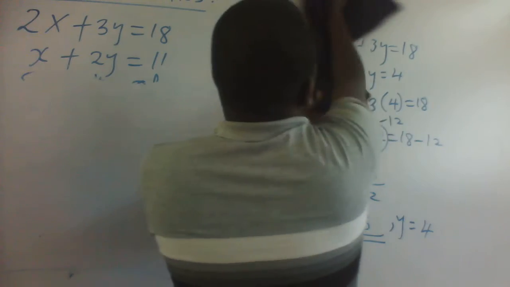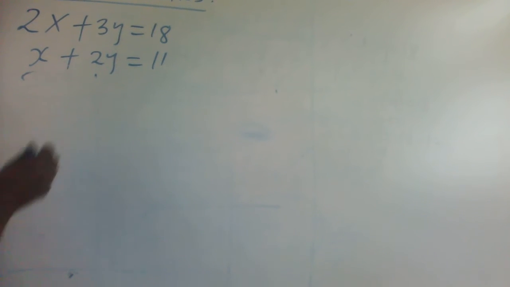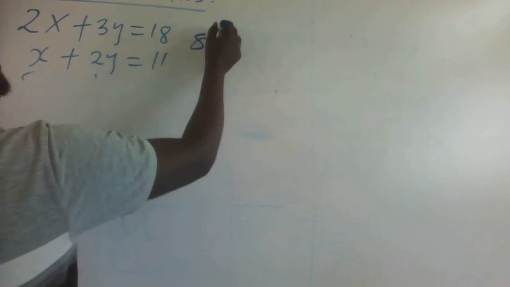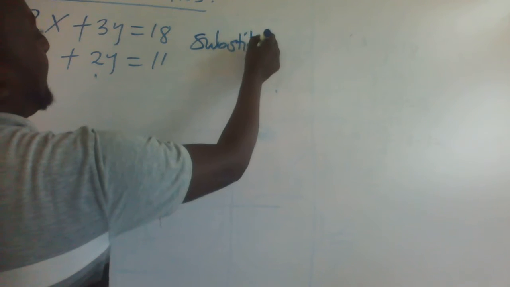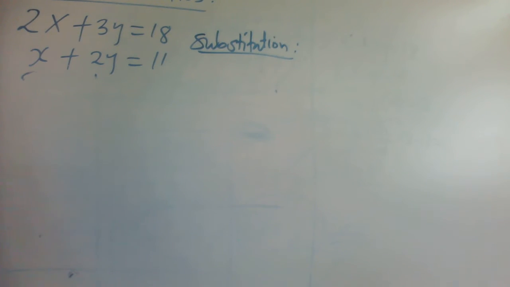Then there is another method we call the substitution method, still taught in Form 1. This is whereby you make one variable, either y or x, the subject of the other. You express x or y in terms of the other.